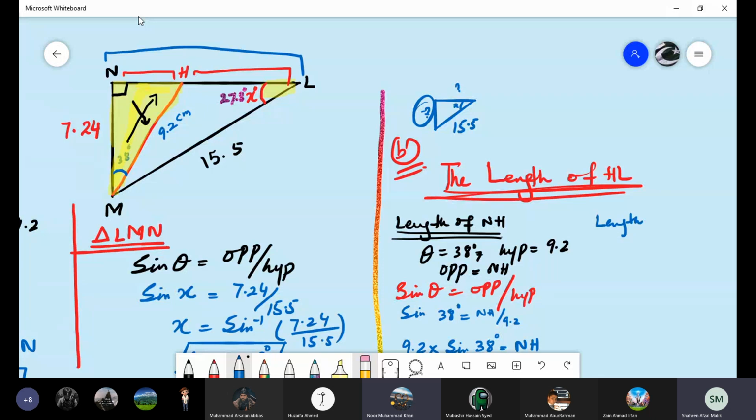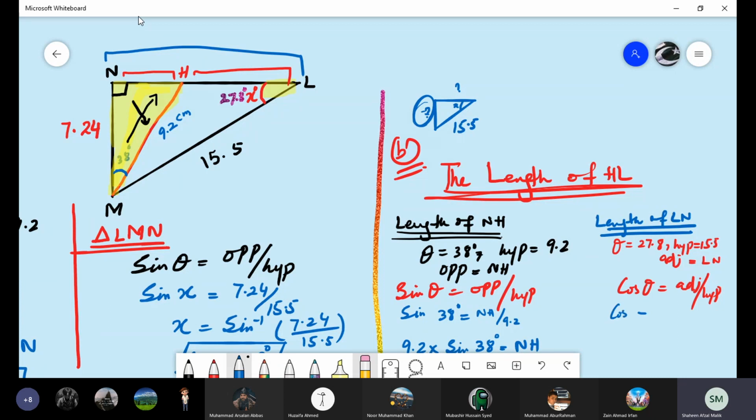Just wait, the length of LN. How can you find out the length of LN? Theta is 27.8, the hypotenuse is 15.5, so we have to find the adjacent. Cos. Cos theta is equal to adjacent over hypotenuse. Substitute the values.